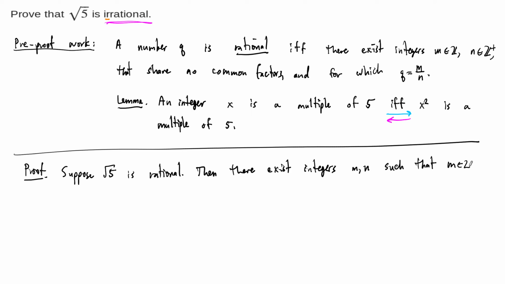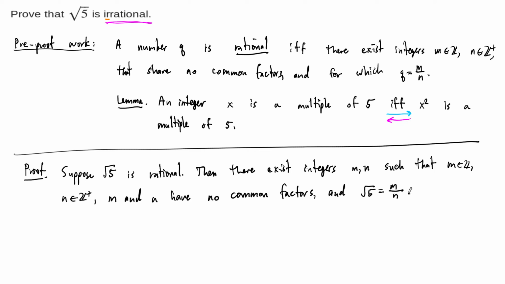m can be any integer, n is a positive integer. The main thing here is that n is not 0. That's the assumption there. And m and n have no common factors, so they have nothing in common, no common divisors or factors. And their ratio equals the square root of 5. That's the key here. The square root of 5 is equal to the ratio of m divided by n.